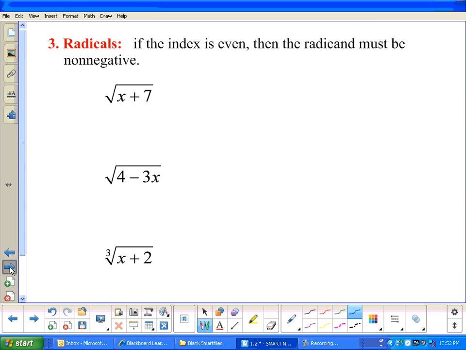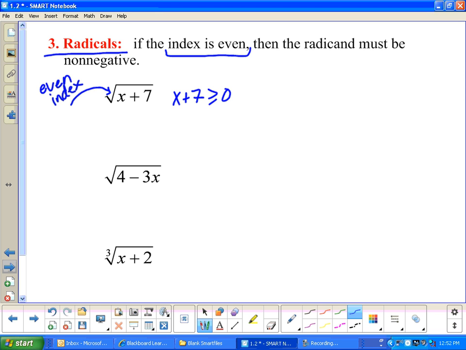The last situation we're going to look at for now is radicals. If the index is even, that's kind of key there. This is the index. In that case, we have an even index, then the radicand must be non-negative. In other words, it could be 0 or positive. So what I say is x plus 7 is greater than or equal to 0. So my domain is x has to be greater than or equal to negative 7.